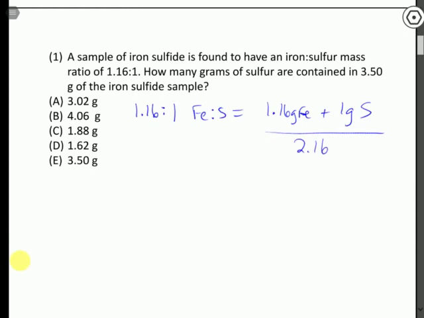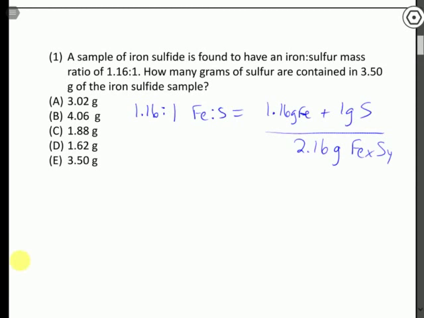So we now have two ratios for our iron sulfide, which we'll call FeXSY, because we don't know the exact formula. What this means is that we have 1.16 grams of iron per 2.16 grams of compound. We have 1 gram of sulfur per 2.16 grams of compound. And now we can just use this ratio as a simple conversion factor.